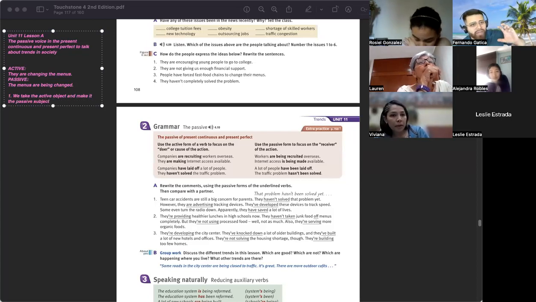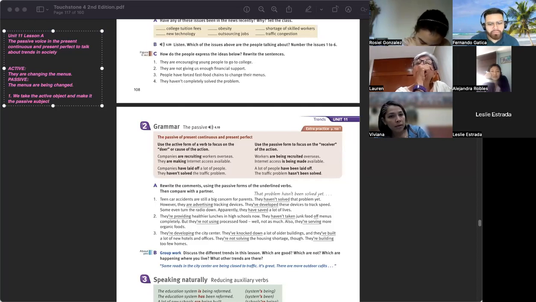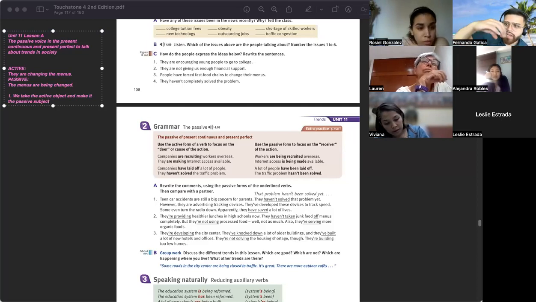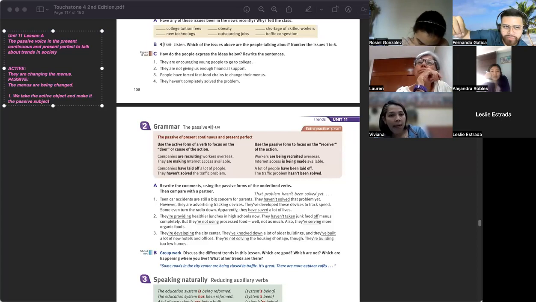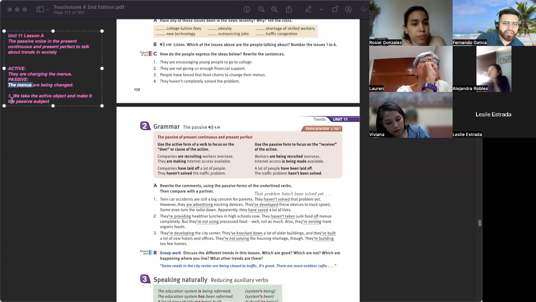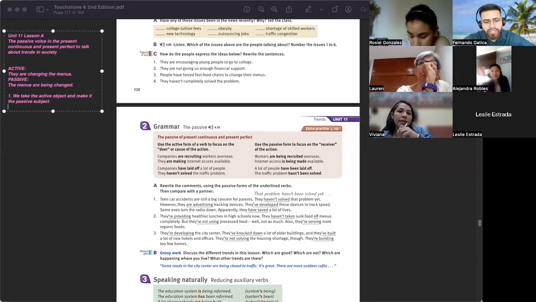Tomamos el objeto activo y lo hacemos el sujeto pasivo. What is the difference? Well, the object goes after the verb and the subject goes before the verb. How do we know that this is passive? Well, the subject is passive. The menus are passive. Okay, we take the active object and make it the passive subject.